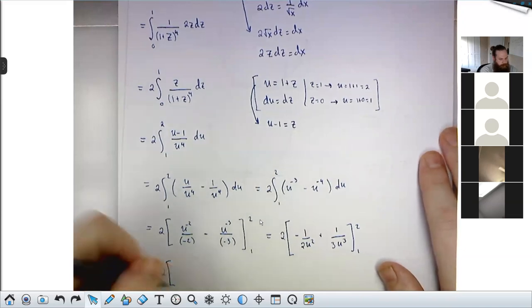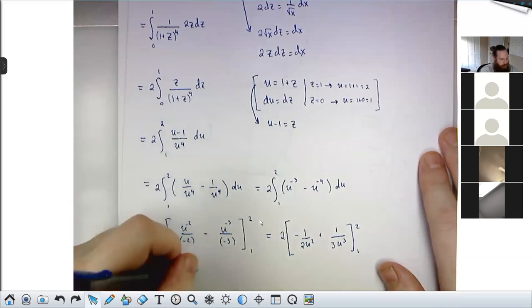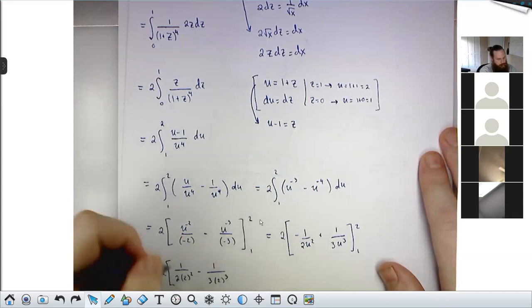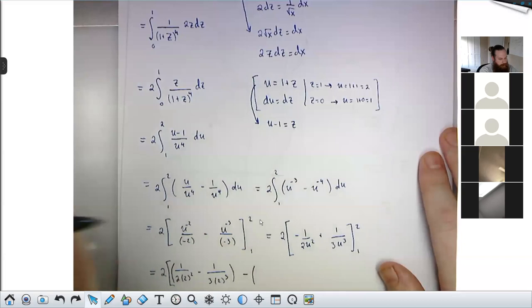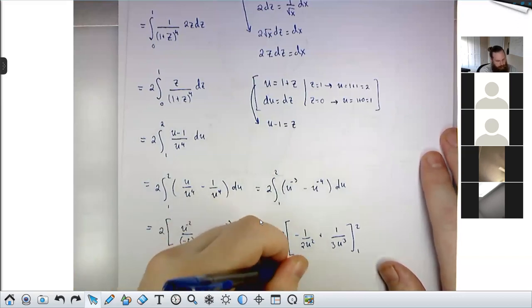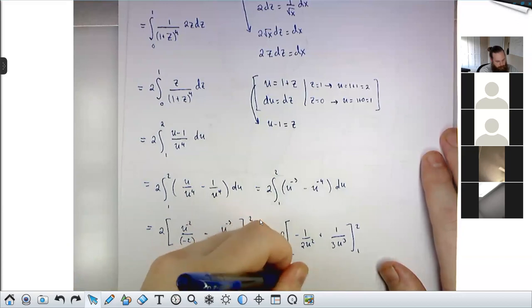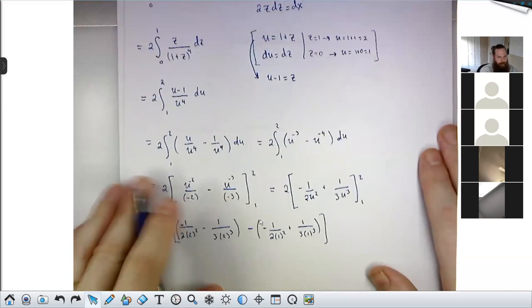So 2 times negative 1 over 2 times 2 squared plus 1 over 3 times 2 cubed. That's my upper bound plugged in. Minus, I plug in my lower bound. Negative 1 over 2 times 1 squared plus 1 over 3 times 1 cubed. And then we can simplify this, it's not that bad.